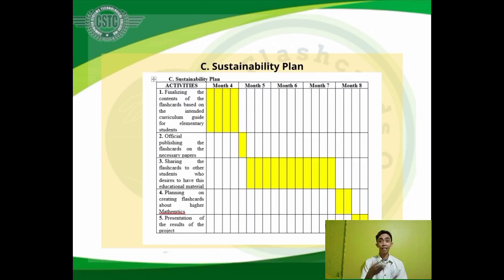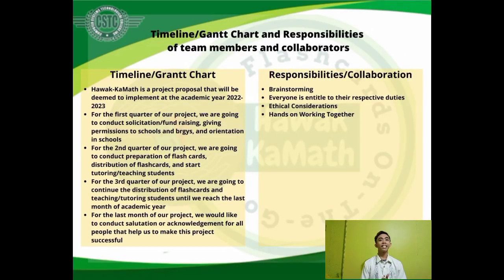And lastly, the timeline and Gantt chart. Hawak-KaMath is a project proposal that is intended to be implemented in the academic year 2022-2023. For the first quarter of our project, we are going to conduct solicitation, fundraising, giving permissions to schools and barangays, and orientation and skills. For the second quarter, we are going to conduct preparation of flashcards, distribution of flashcards, and start tutoring or teaching students.